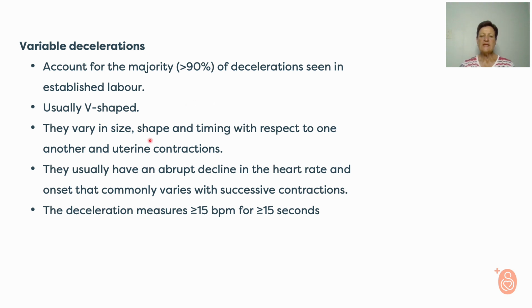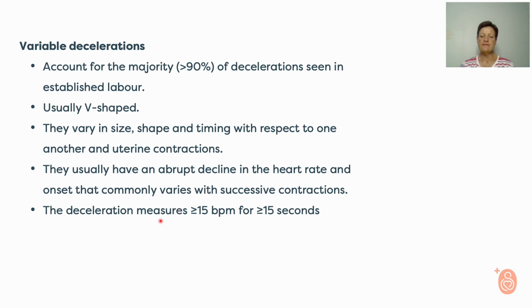Like I've said several times, it varies. It varies in size. Some are small, some are bigger, some are deep, some are more shallow. It differs in shape, and it differs in timing with the contraction. Sometimes it falls with the contraction, sometimes before the contraction, sometimes after a contraction. So there's absolutely no pattern between the different decelerations. They vary all the time. As I've said, it's usually an abrupt decline in the fetal heart rate, and it usually recovers very quickly. And it varies with successive contractions; it doesn't look the same.